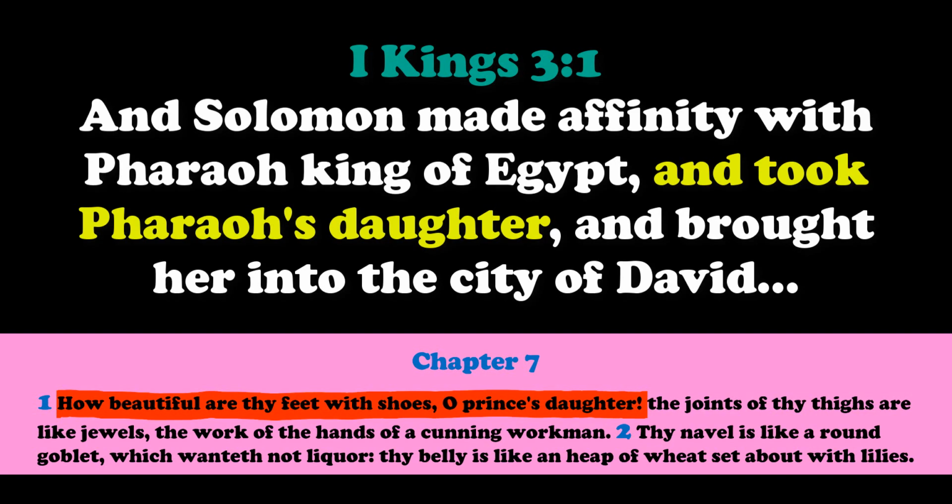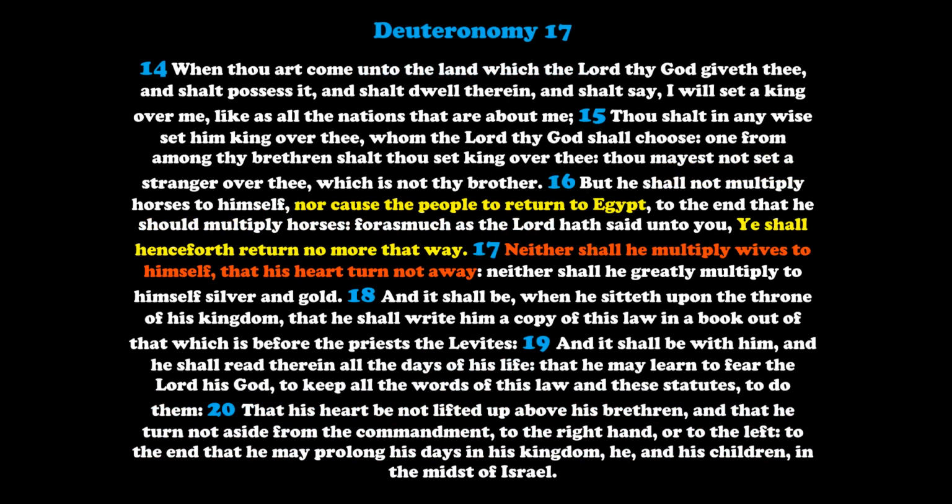God told the Israelites not to go back to Egypt. God said in Deuteronomy 17, verses 14 through 20, "When thou art come unto the land which the Lord thy God giveth thee, and shalt possess it, and shalt dwell therein, and shalt say, I will set a king over me, like as all the nations that are about me, thou shalt in any wise set him king over thee, whom the Lord thy God shall choose." In other words, God shall choose the king. If you are going to set up a king, then you're not supposed to choose somebody from a different nation, and the Lord is saying that I will choose who he's going to be.